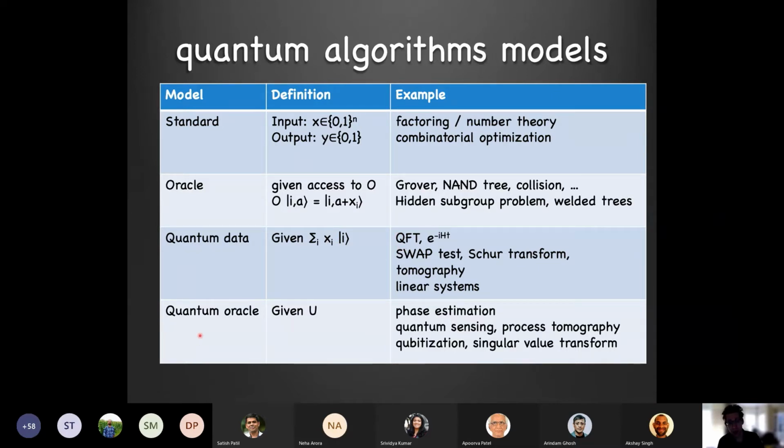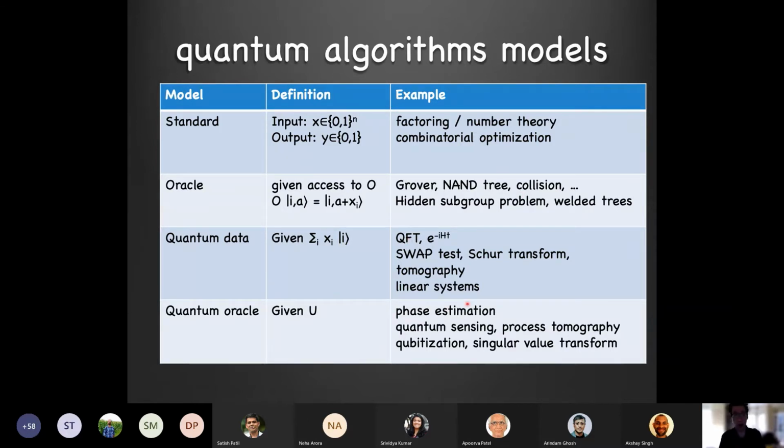And for a quantum oracle, instead of being given access to a black box function, you're given access to a black box unitary. And again, there are many useful things we can do with this, like phase estimation is one early example. And in fact, Shor's algorithm uses kind of one from each category, right? It ends with factoring, but along the way, it solved the hidden subgroup problem, it used the quantum Fourier transform, and it did phase estimation.